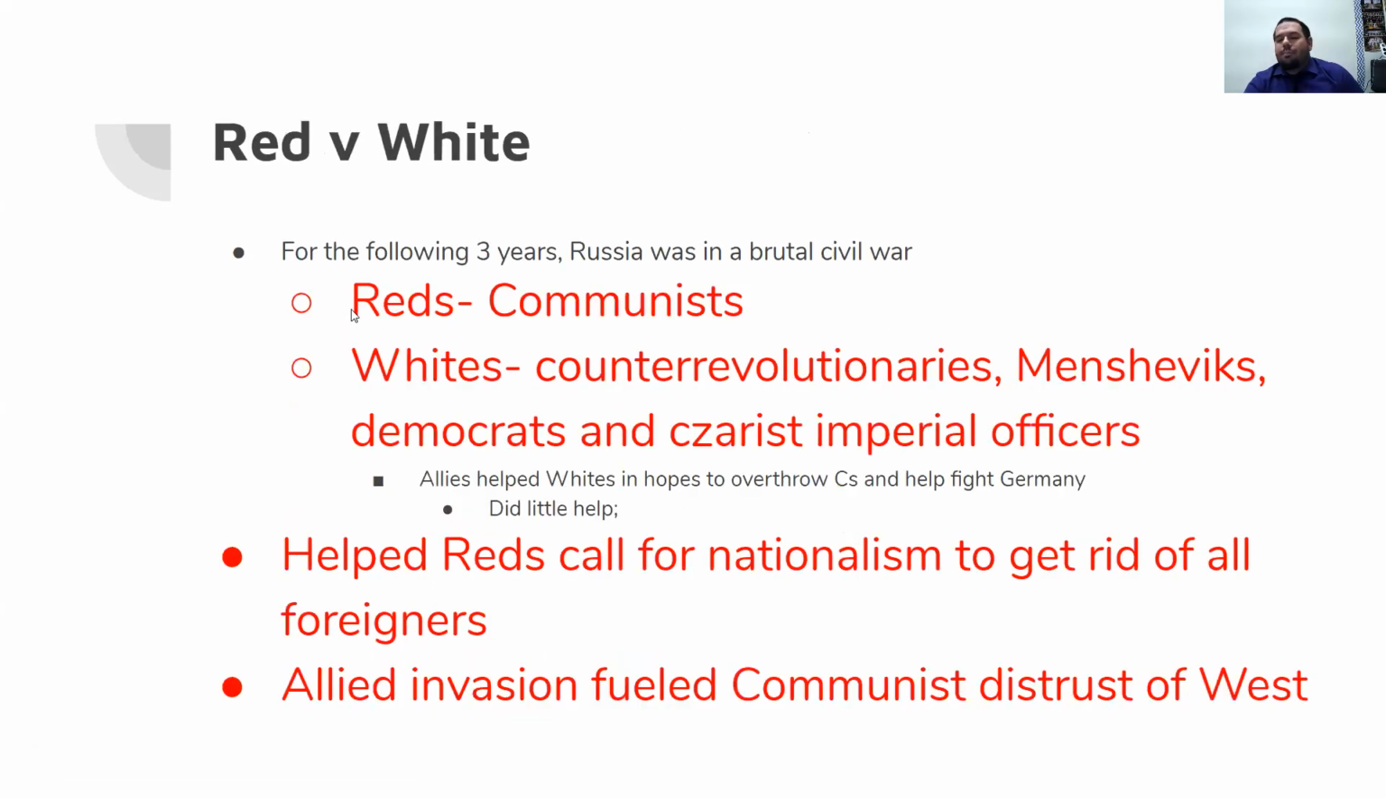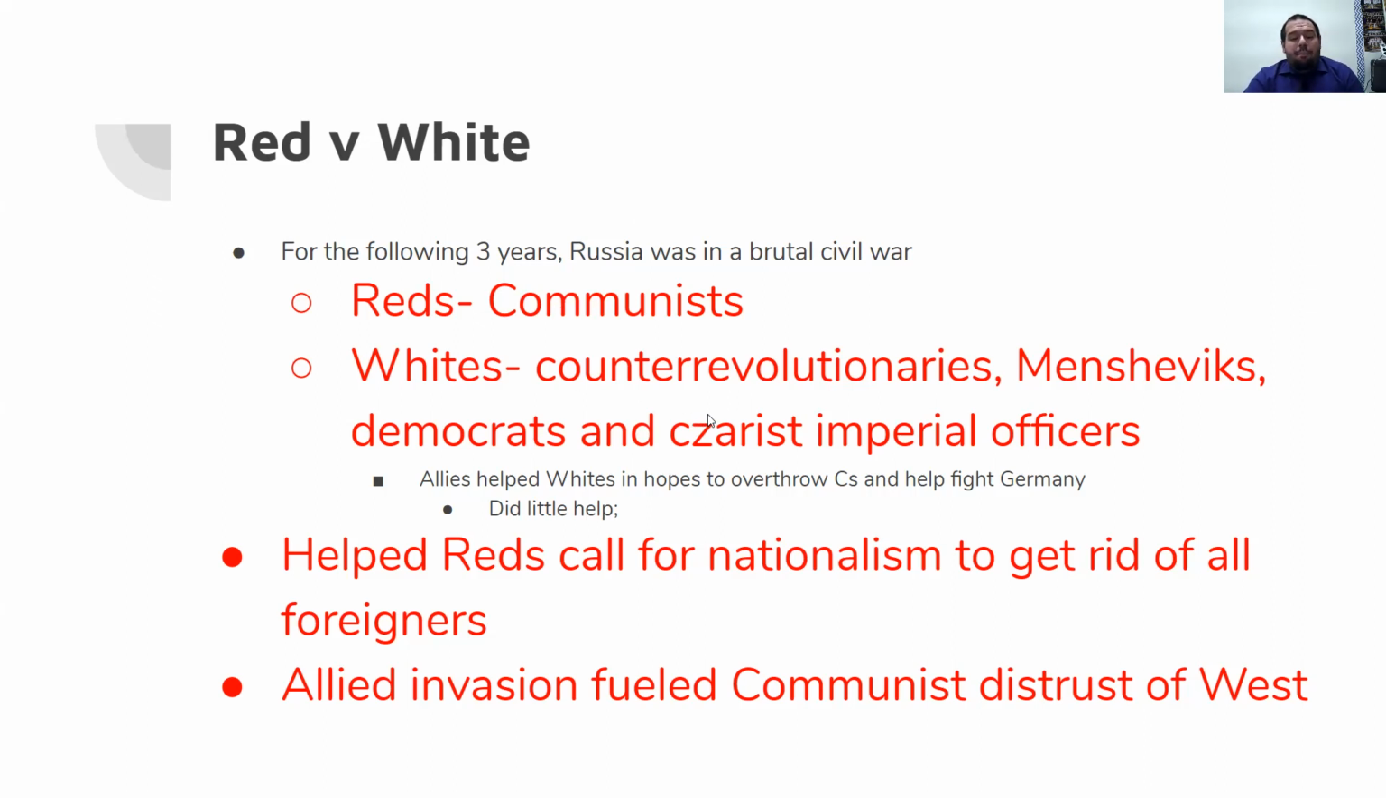All right, so red versus white. And no, I'm not talking about wines. So for the following 3 years, Russia would be enthralled, entwined, included in what? Russia had a civil war. And on one side, you have the Reds, or the communists. On the other side, you have the Whites, which are counter-revolutionaries, the Mensheviks, Democrats, and the old Tsarist imperial officers.